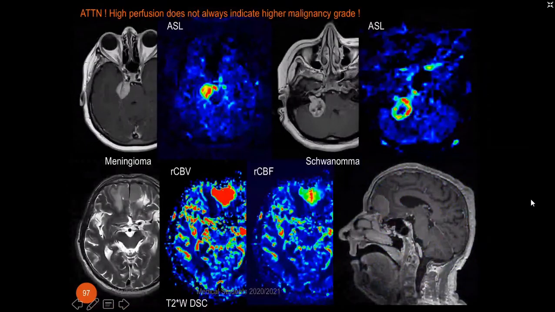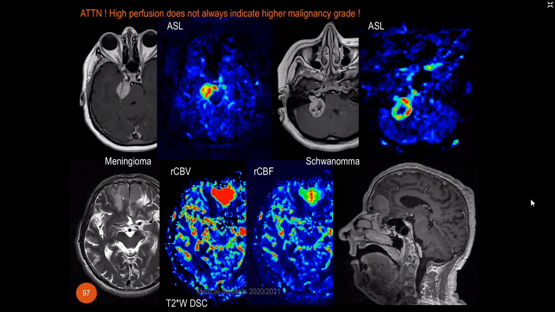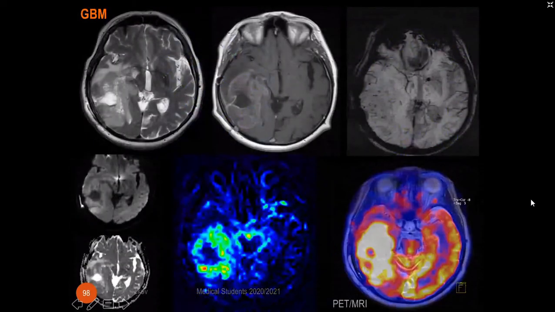But attention, again: high perfusion does not always indicate higher malignancy grade. Why? Because a lot of benign conditions, benign tumors like meningiomas, schwannomas, and so on, also present with high perfusion. So high perfusion does not always correspond to malignant processes.